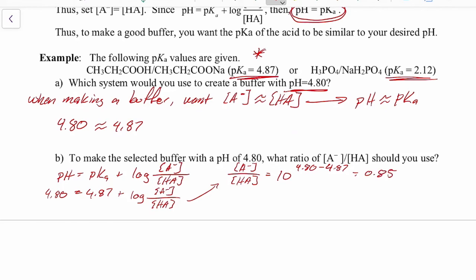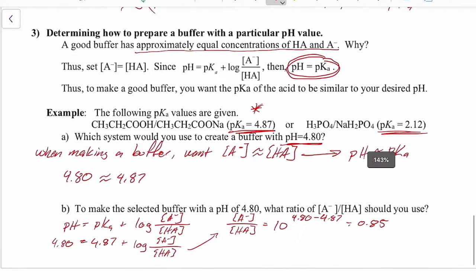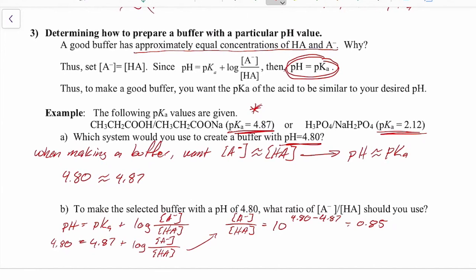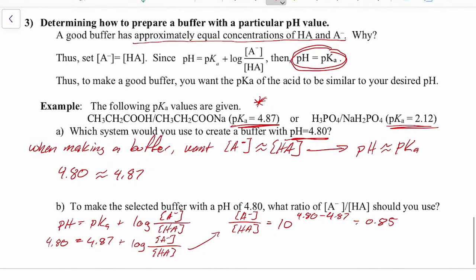So in other words, you want a ratio where you have a bunch of the acid mixed with essentially 85% of that amount of the conjugate base. So you've got some of your acid, some of your base. Therefore, if you add any acid, the base is there to eat it up. If you add any base, the acid's there to eat it up, which allows that solution to maintain its pH, thus allowing it to act as a buffer.